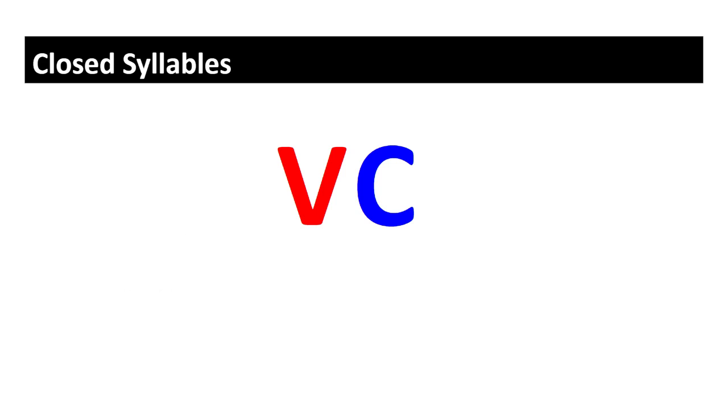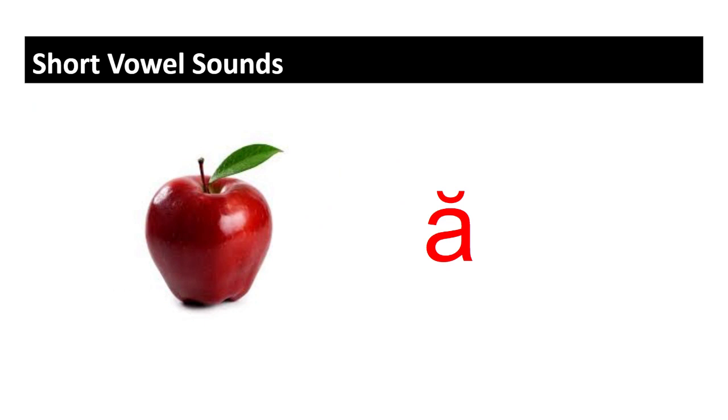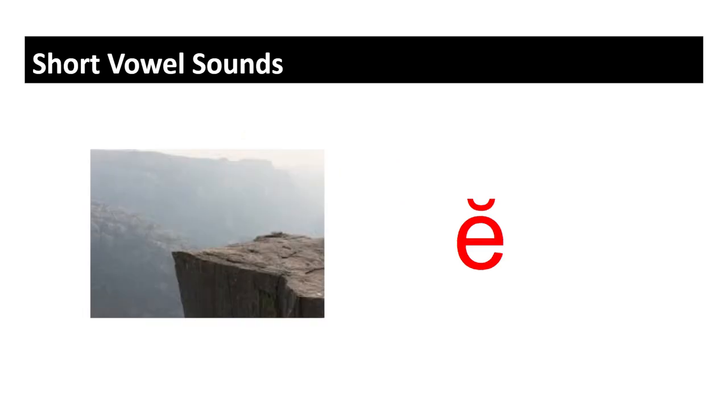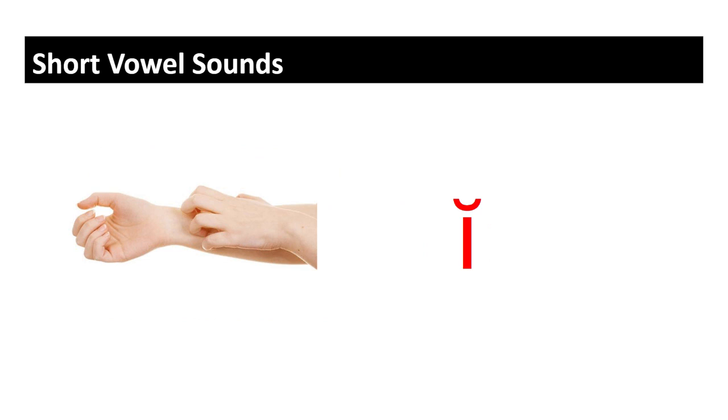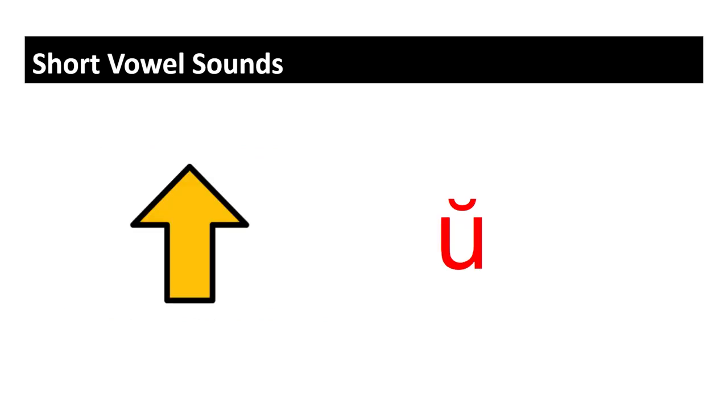This pattern of letters is important because that consonant closes off the vowel sound and typically creates what we call the short vowel. We use the little black marking called a breve to indicate that we want the short vowel sound. The short vowels are A, apple, A; E, edge, E; I, itch, I; O, octopus, ah; U, up.